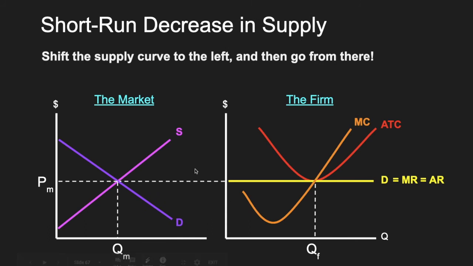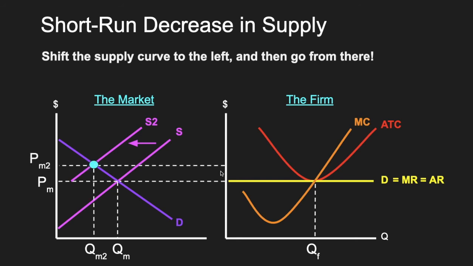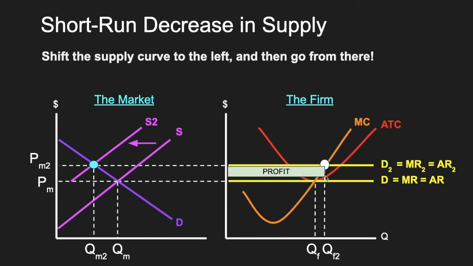On the other hand, if we see a decrease in supply in the market, that price at equilibrium is going to be driven up. And now the firm can charge a greater price and they're producing a greater quantity and price is greater than ATC. Here's that gap. And so that entire area would be profit. So these short run shifts can cause different short run results for the individual firms in that market.